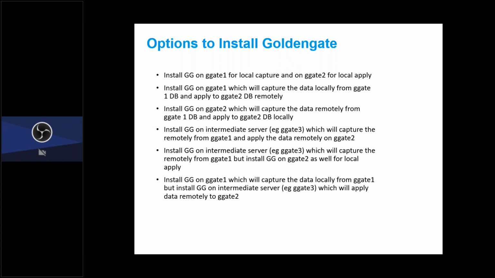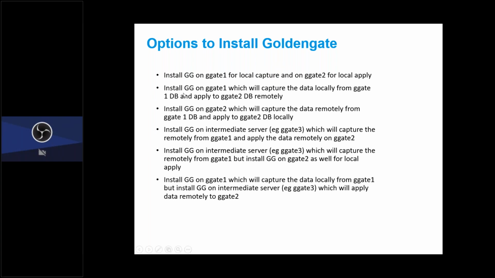That is the first option. The second option is to install Goldengate on Gate 1, which will capture the data locally from the Gate 1 database and apply to the Gate 2 database remotely. So in the first option, we have 2 Goldengate installations, one on Gate 1 and the second on Gate 2.